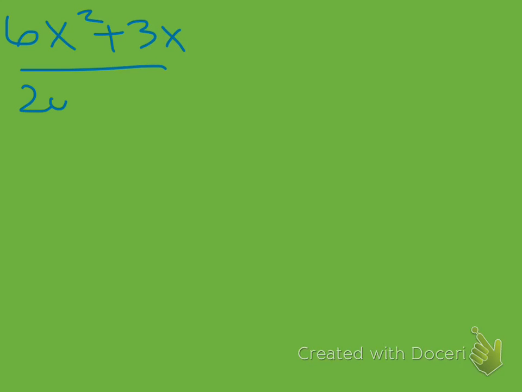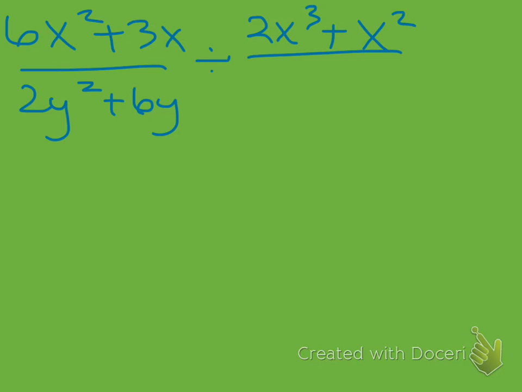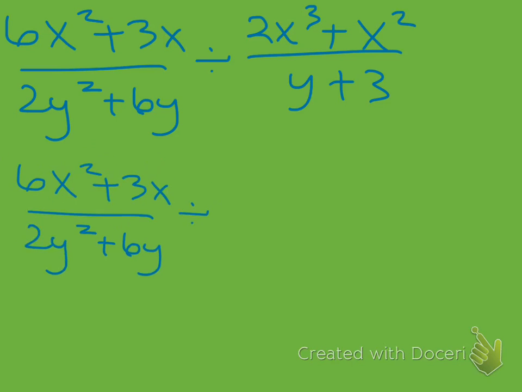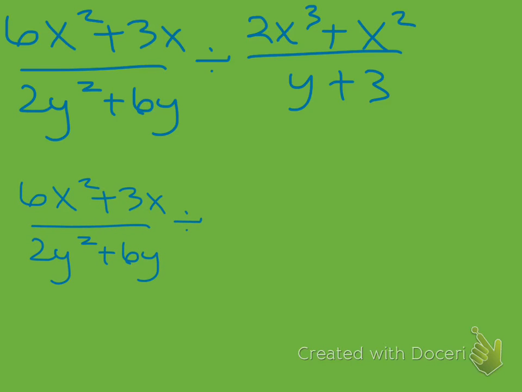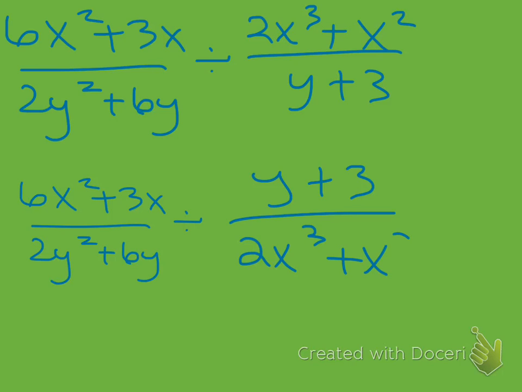So then, divided by 2x cubed plus x squared over y plus 3. We do the same thing. We rewrite the one on that side, we're just going to rewrite it. But I'm going to flip this next one. So when I write this one, I'm going to have the y plus 3 on top and the 2x cubed plus x squared on the bottom.